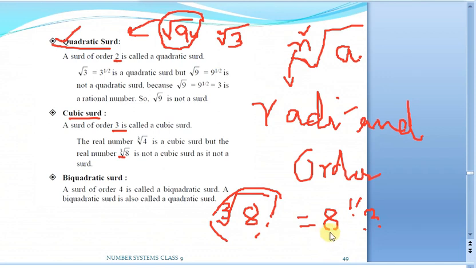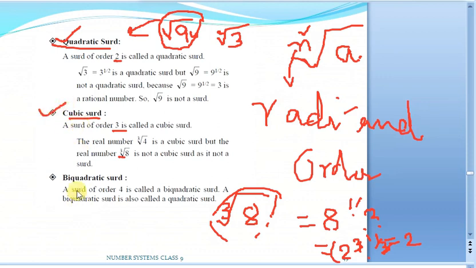If you prime factorize this 8, you will write it as 2 cube. So 2 cube whole power 1 by 3. When you write 2 cube whole power 1 by 3, the 3 will cancel and your answer will be 2. Is 2 an irrational number? No, it is a rational number. So that is why it is not a surd at all. If it is not a surd, how can you name it a cubic surd? So just keep in mind, simplify things into the simplest form, and only then decide whether the given thing is a surd or not. That is how we define a cubic surd.